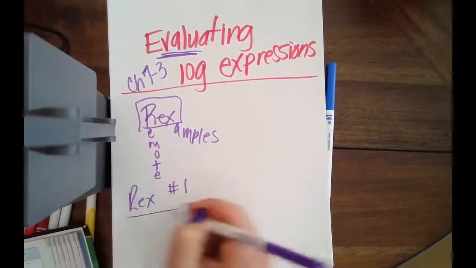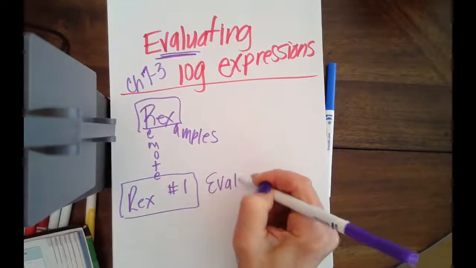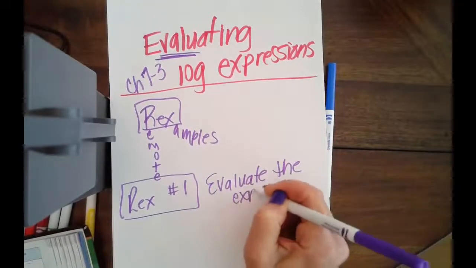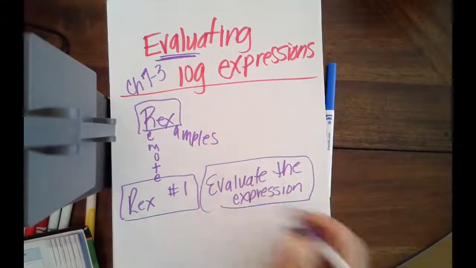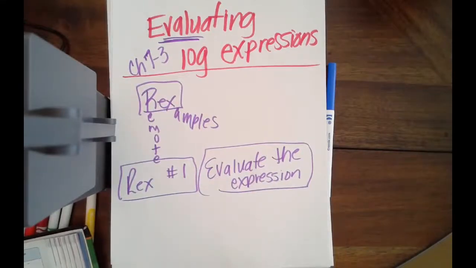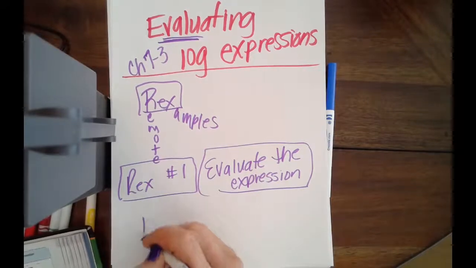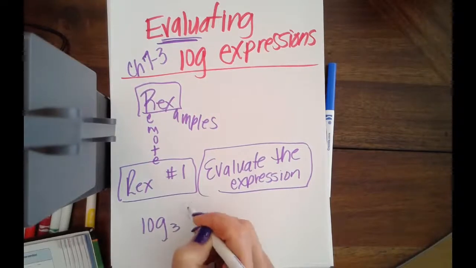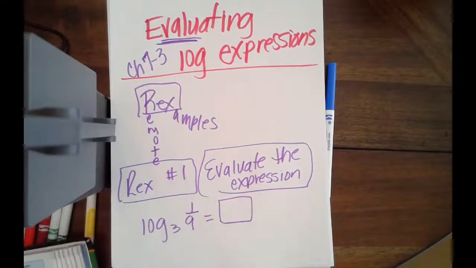Okay, it will literally say evaluate the expression. Remember, you're just telling me the exponent that we need to have our base match our block. That's the equivalent. So let's say log base 3, and there's my block, 1/9, equals what? That's what we're finding, this value here.